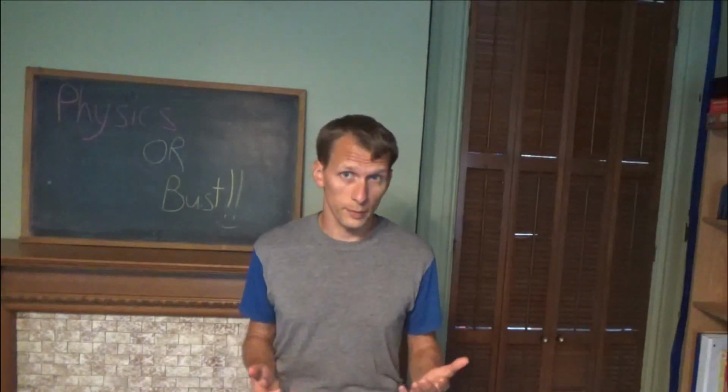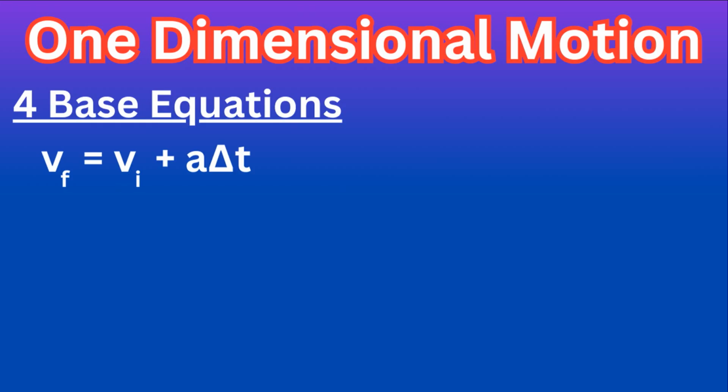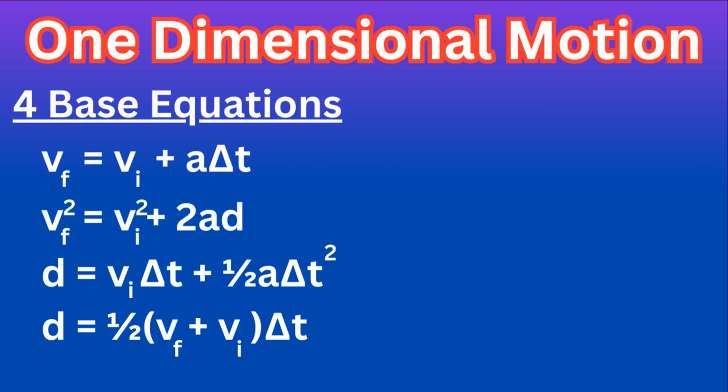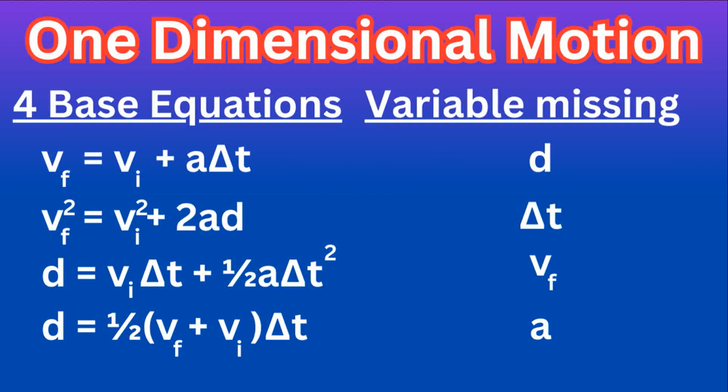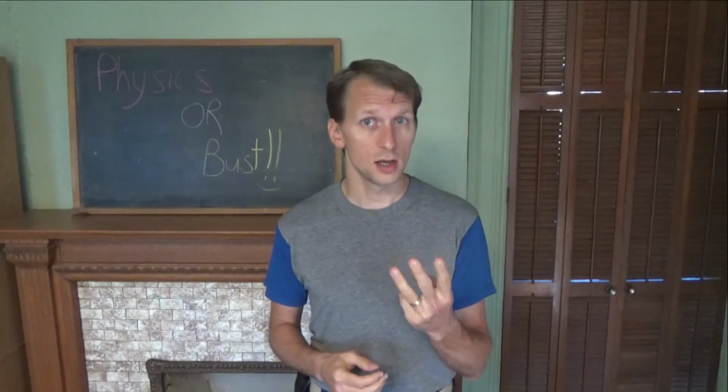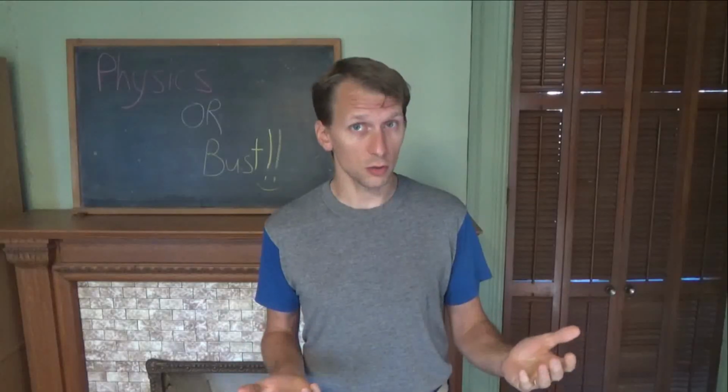First off, I mentioned the 4 base equations, so here they are. Vf equals vi plus a delta t, vf squared equals vi squared plus 2ad, d equals vi delta t plus 1/2 a delta t squared, and the 4th equation is d equals 1/2 times the quantity vf plus vi times delta t. You'll note that with each of these 4 equations, out of the 5 variables, there's 1 variable that's not in each of the equations. That means that with the 5 main variables, you only have to have 3 variables with numbers in order to find the variable that you don't know that you're looking for.